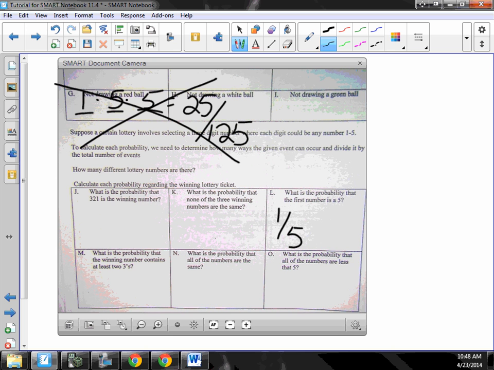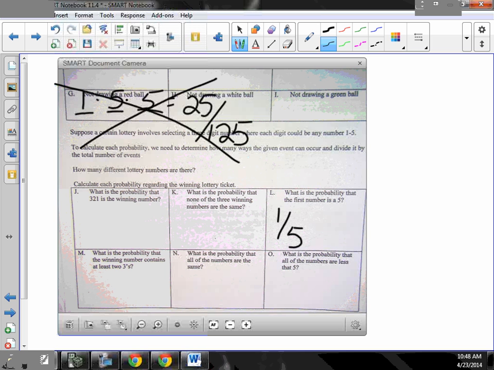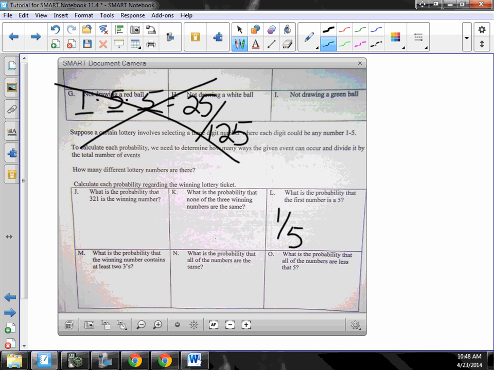So, sorry, I didn't hear you. So, how many numbers are there that have a 1 in the first spot? How many numbers are there that have a 1 in the first spot?